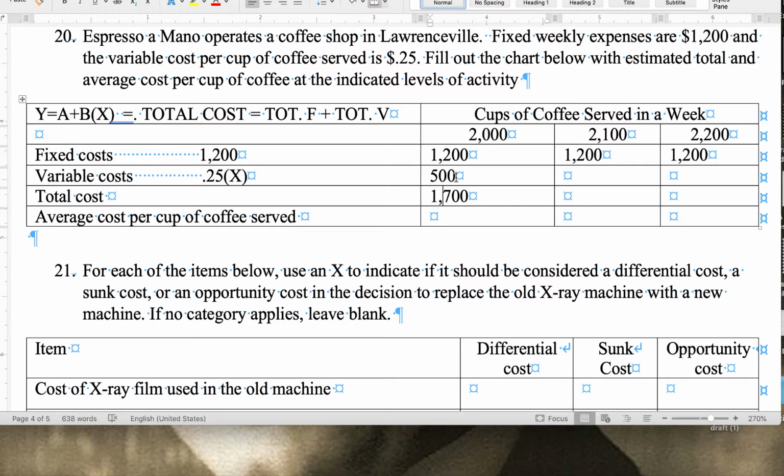How did I get total cost? I took my total fixed costs and added my total variable costs. Okay, now we got to figure out, hey, what is the average cost per cup of coffee served? That's easy. In order to calculate this, we take the total cost, and I'm going to put it right under here. Total cost divided by cups of coffee served.